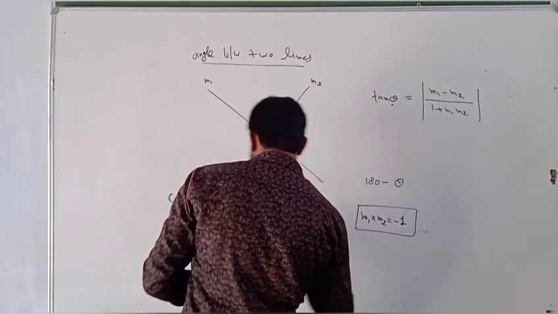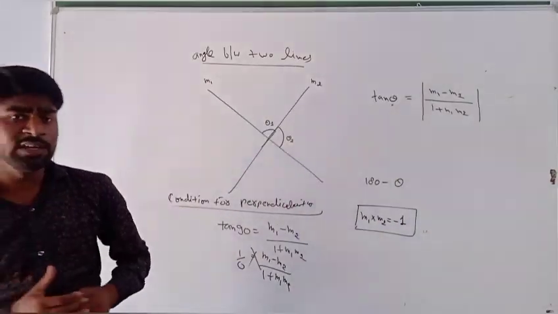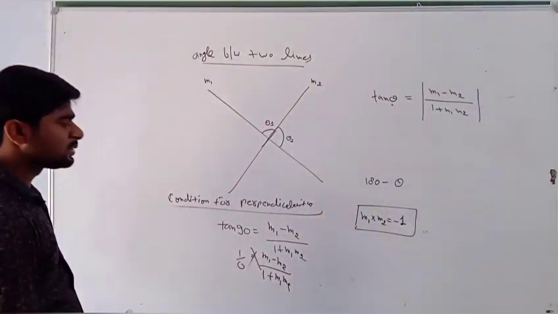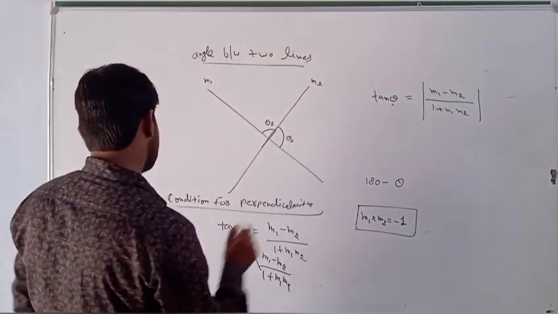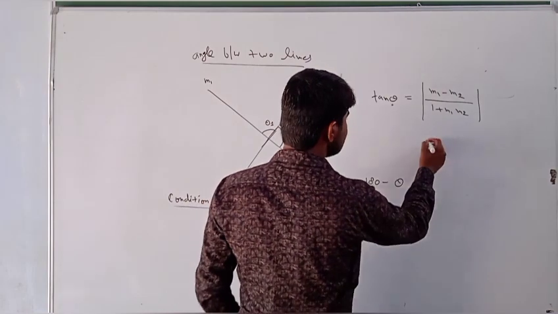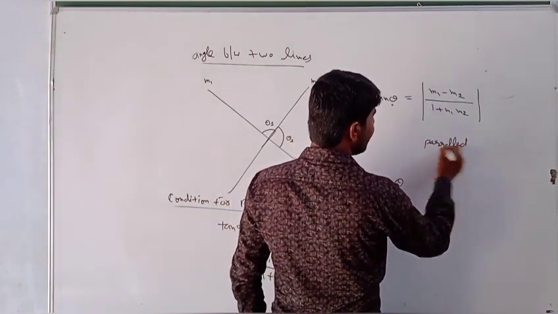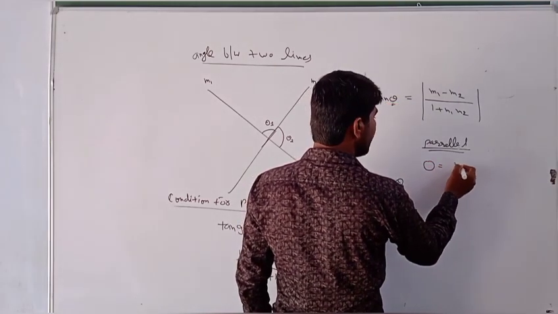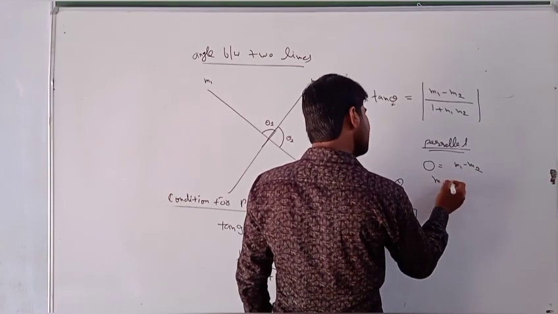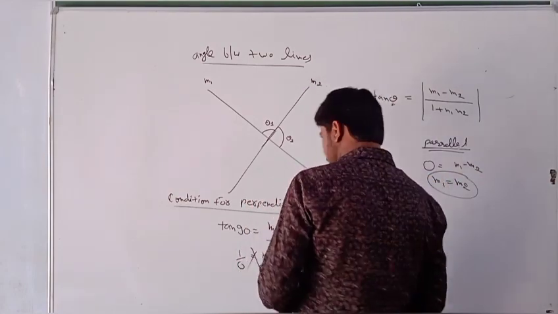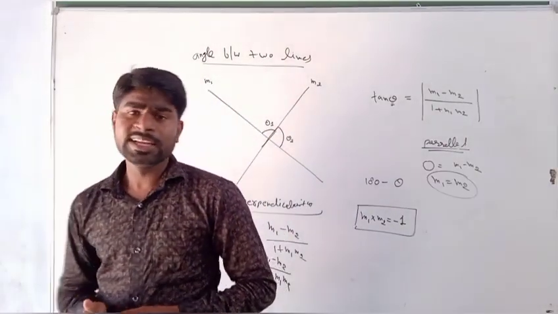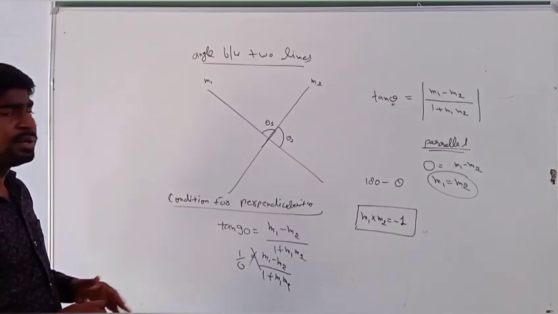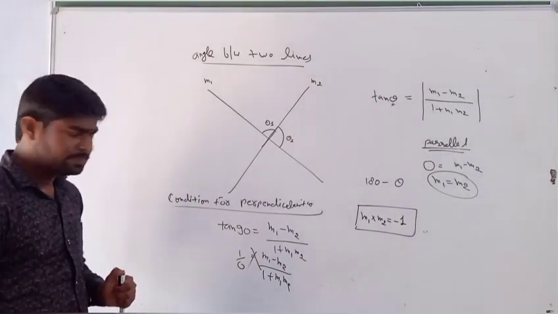Means two lines are said to be perpendicular if the multiplication or product of their slopes equals minus 1. And the second condition is parallelism. Two lines are called parallel when this theta will be 0, so 0 equals m1 minus m2, so m1 equals m2. So if two lines are parallel, their slopes will be the same. Okay, so this is the angle between two lines, please note it down.